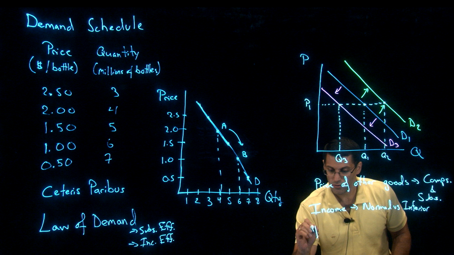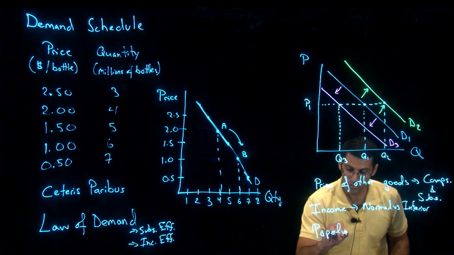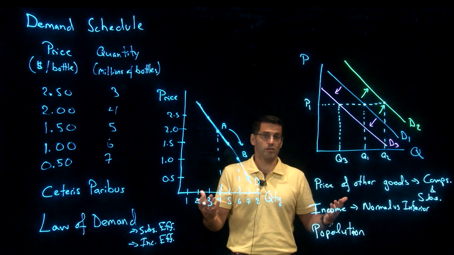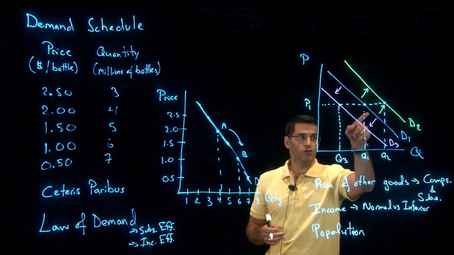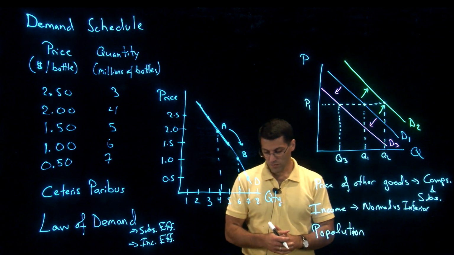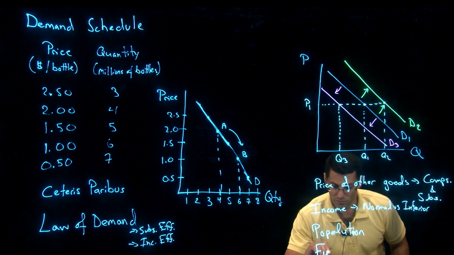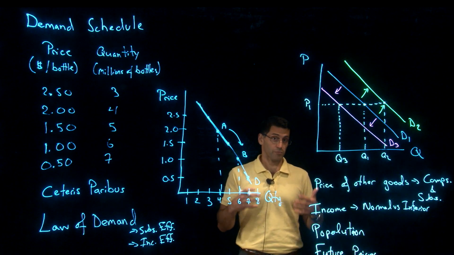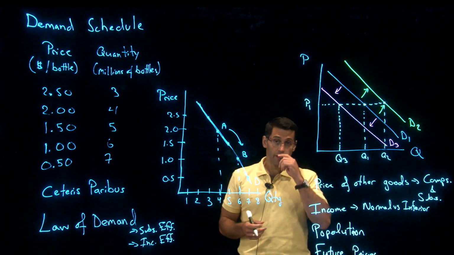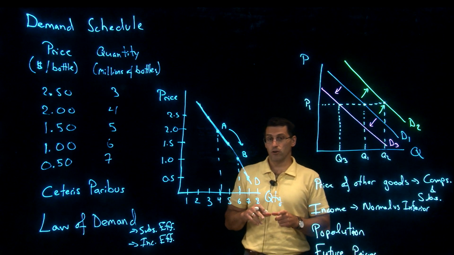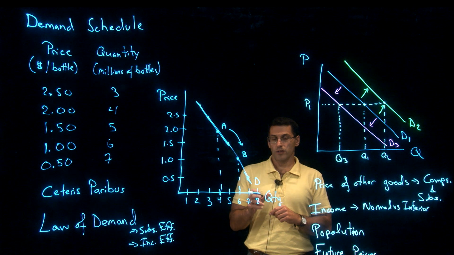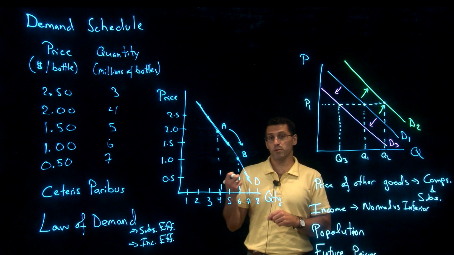Other important factors: population. Right? If the population increases, the size of the market increases, that would cause, again, your demand curve to shift out from D1 to D2. And then future prices. A great example of the importance of future prices is to think about something like gasoline. Right? Now, we know that on average, gasoline prices tend to be lower earlier in the week. Right? In particular, over the last few years, if you look around the country, the day with the lowest price on average has tended to be Monday.